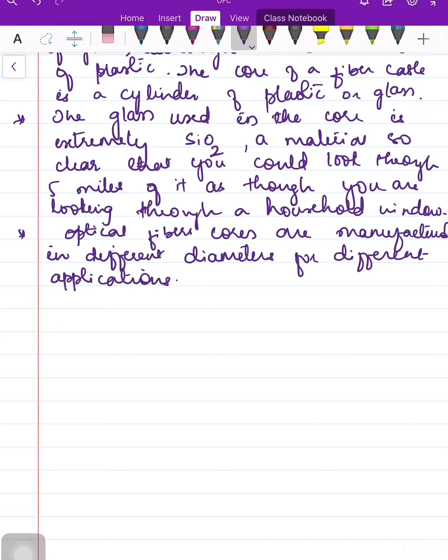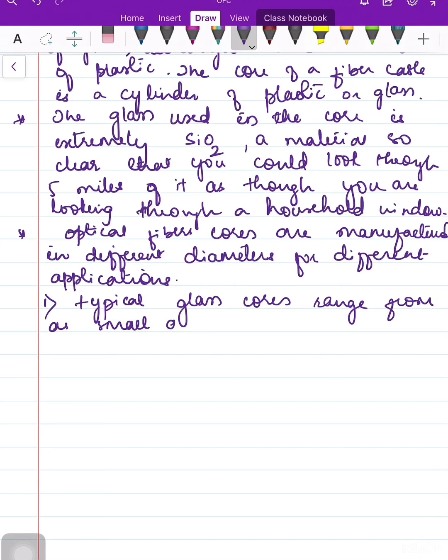I'll write this as a sub point. Typical glass cores range from as small as 3.7 micrometers to 200 micrometers. This is the usual range. This is the maximum, and the minimum is 3.7 micrometers.